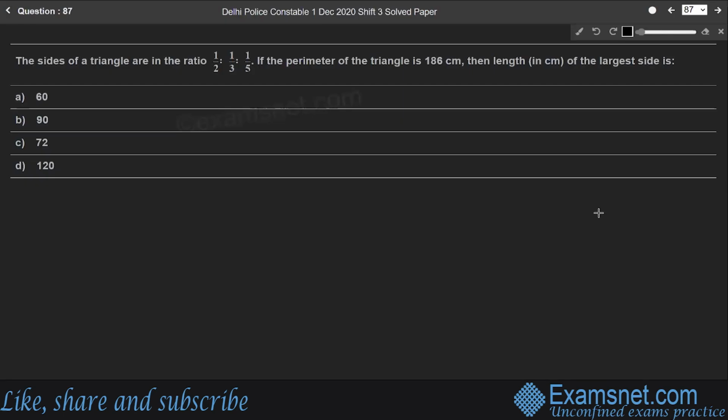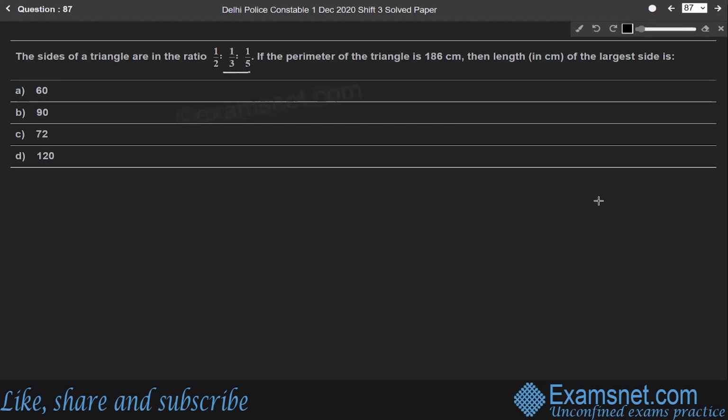Question 87. The sides of a triangle are in the ratio 1 by 2 is to 1 by 3 is to 1 by 5. If the perimeter of the triangle is 186 centimeter, then the length of the largest side is. So here we are using the formula of perimeter of the triangle. So the perimeter of a triangle is equal to the sum of its sides. So sum of its sides, that is side plus side plus side, right?